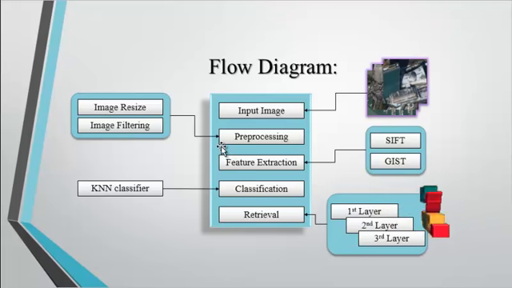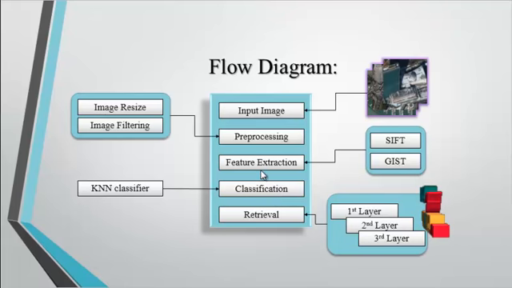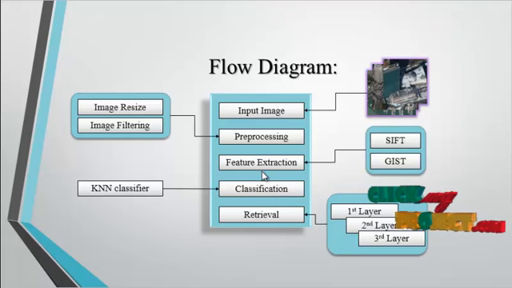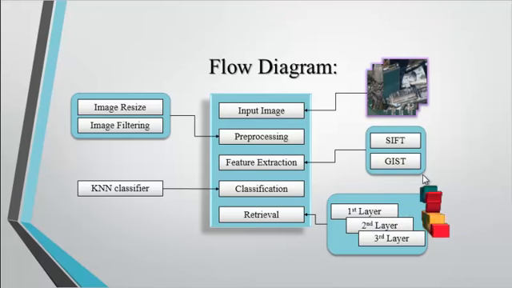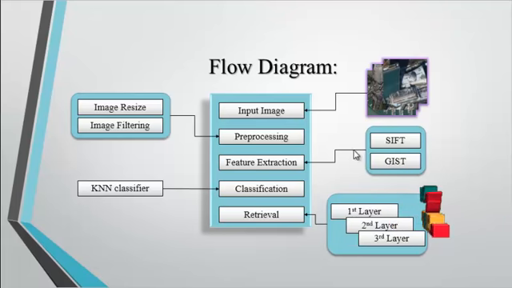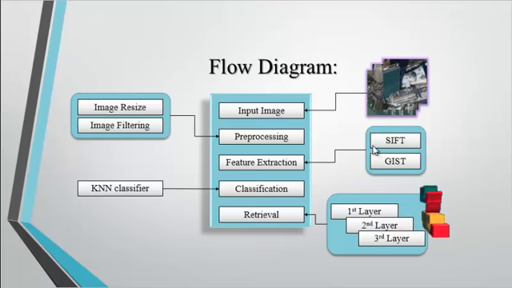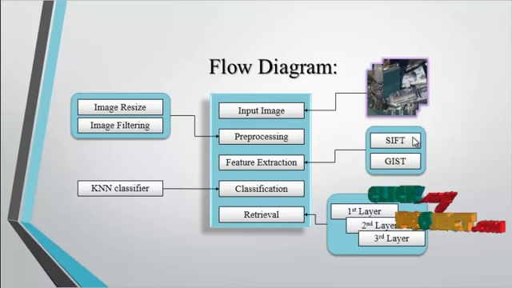After finishing the pre-processing module, the feature extraction is carried out. In the feature extraction module, two major features are extracted from the satellite image. The first one is SIFT and the second one is GIST. Then the feature points are concatenated into a test feature. After getting the test feature by using these two algorithms, the classification is carried out.